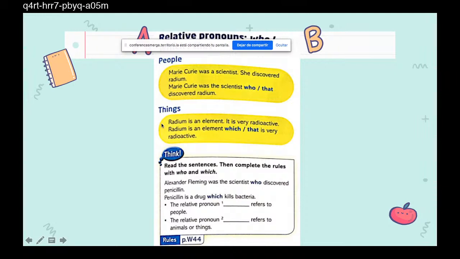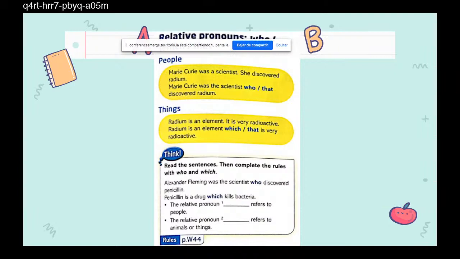So it says that radium is an element which is very radioactive, or that is very radioactive, okay? It says read the sentences and then complete the rules with who or which. Remember, who is for people, which for things.